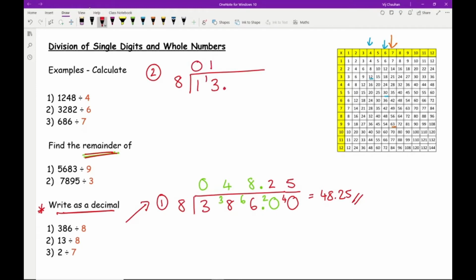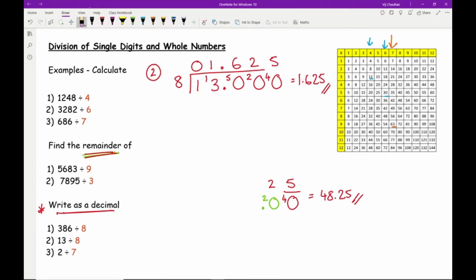So I carry a decimal point and I add a 0. So how many 8s go into 50? That's going to be 6, remainder 2. How many 8s go into 20? That's going to be 2, remainder 4. How many 8s go into 40? That's going to be 5. And I've got no remainder, so then the final answer is going to be 1.625. And then finally, looking at question 3.